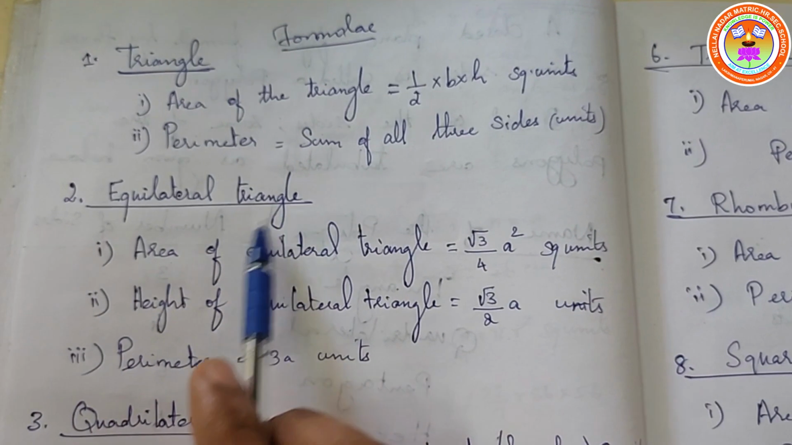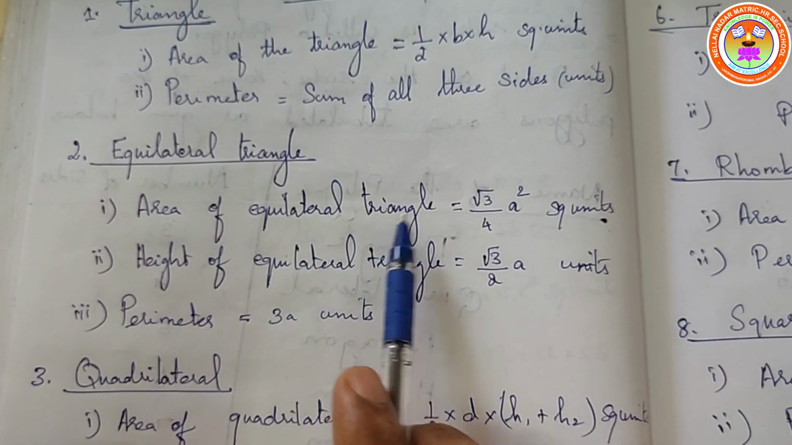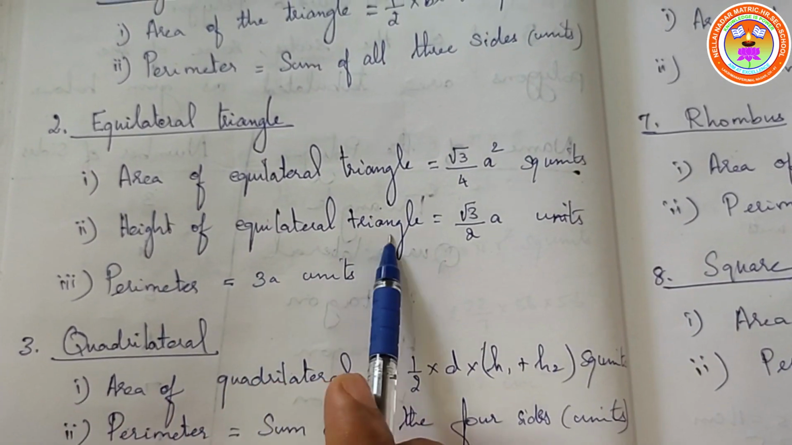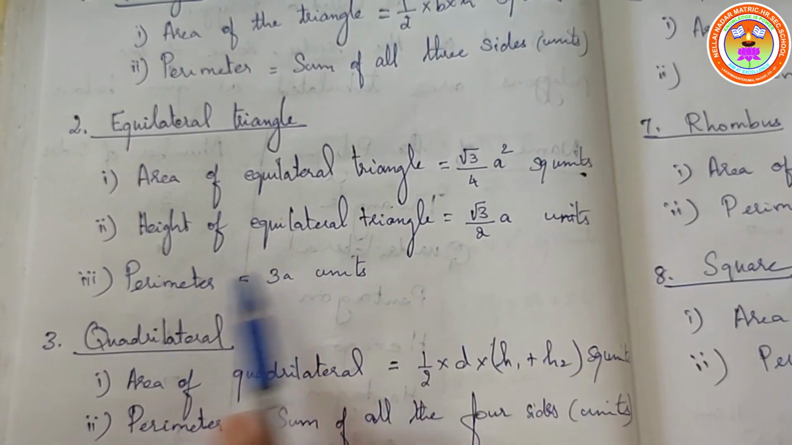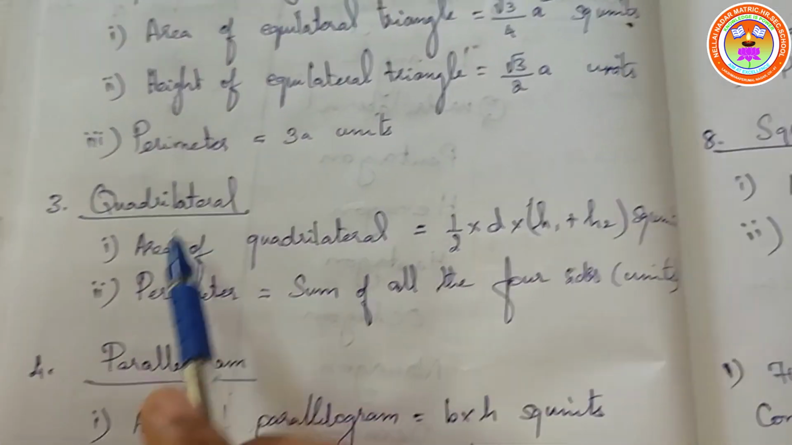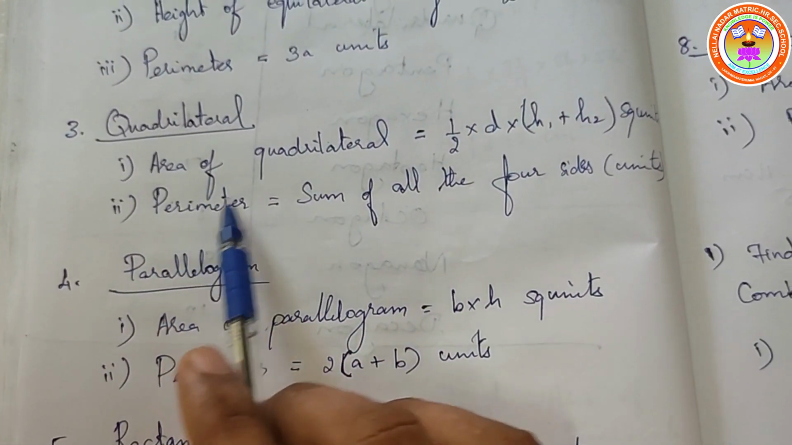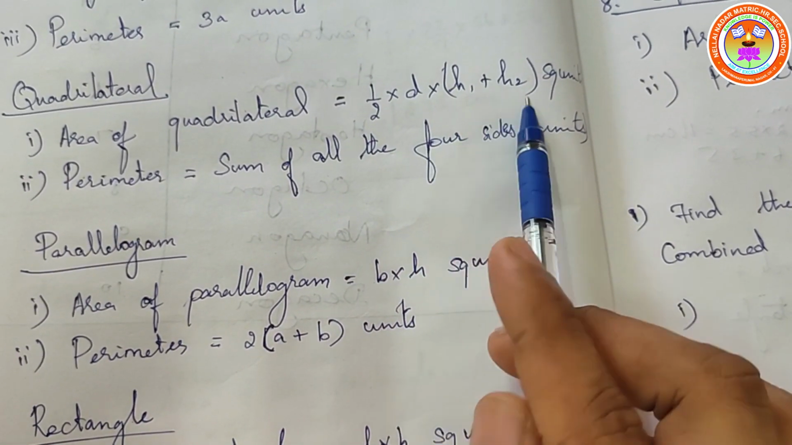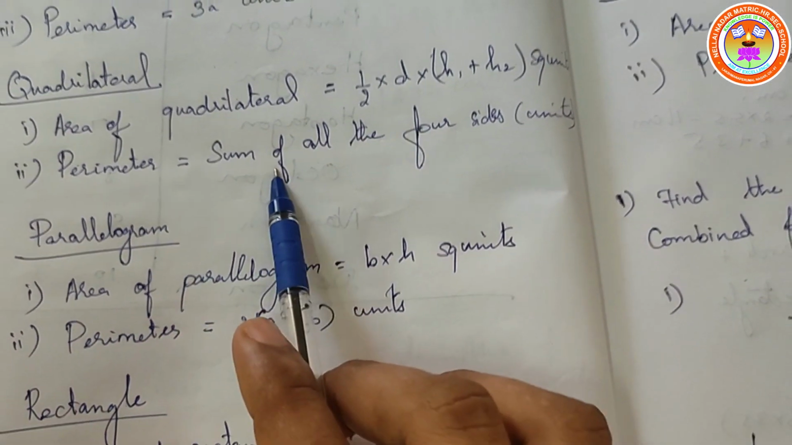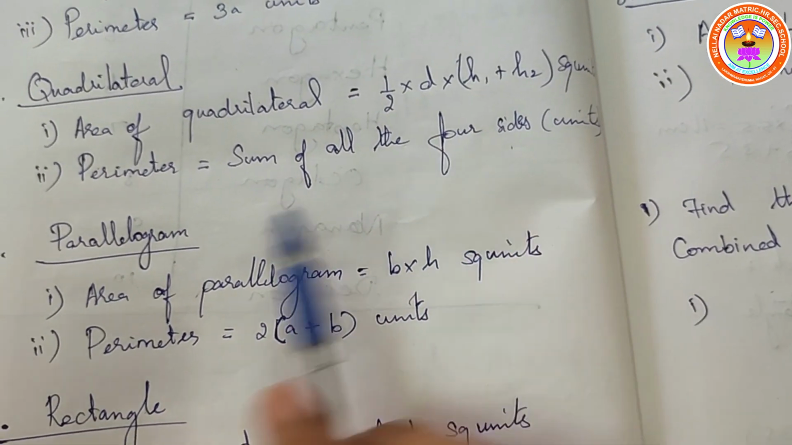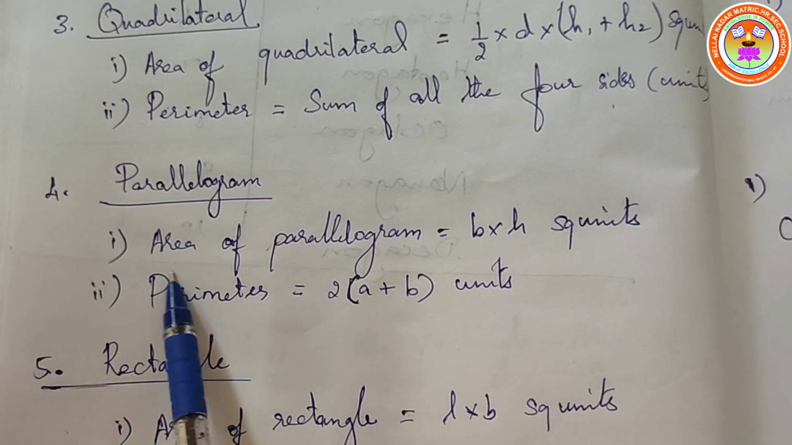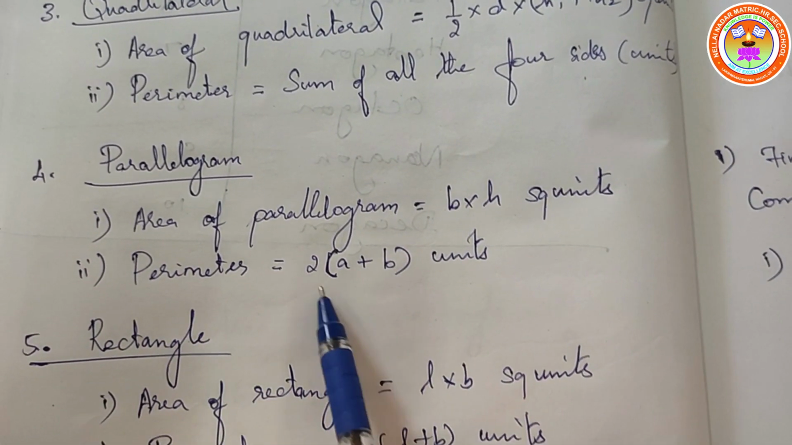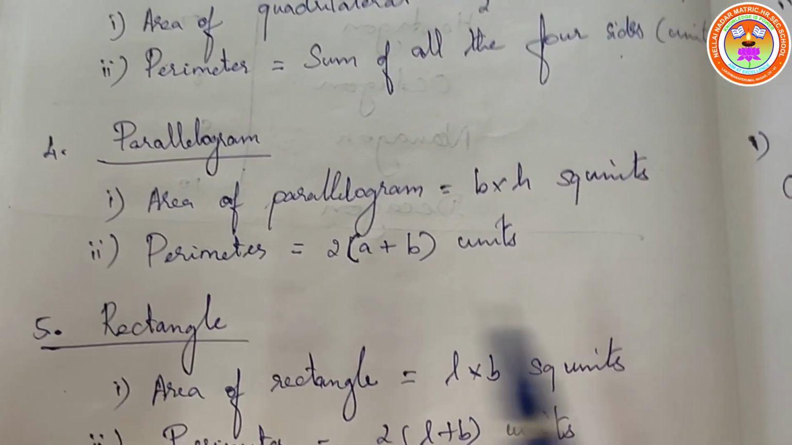For the equilateral triangle, the area is root 3 by 4 a square units. Height of the equilateral triangle is root 3 by 2 a units. Perimeter is 3a units. Quadrilateral: area is half into d into h1 plus h2. Perimeter is the sum of all the 4 sides. Parallelogram: area is b into h square units. Perimeter is 2 into a plus b units.